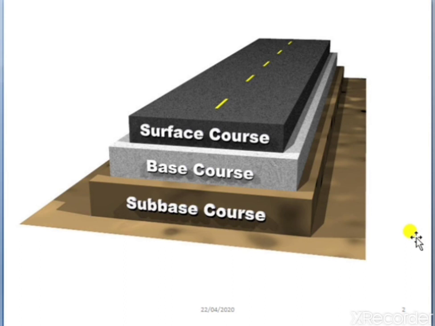Yes, here in this slide you can see a picture which is representing different layers of a pavement. Firstly, it is a natural ground profile. Above the natural ground profile there is a first course, and that first course is called the sub-base course. Above the sub-base course is the base course, and above the base course, surface courses are provided. Above the surface course the vehicles will be moving.